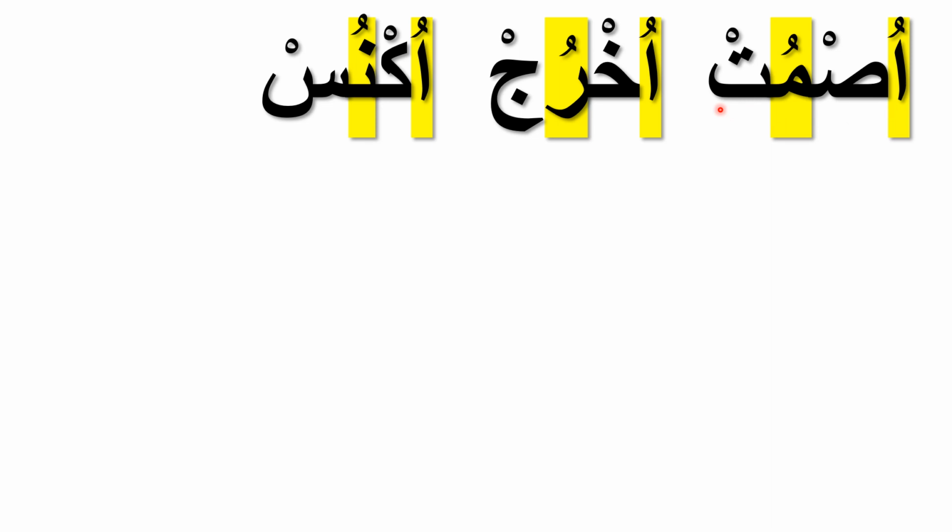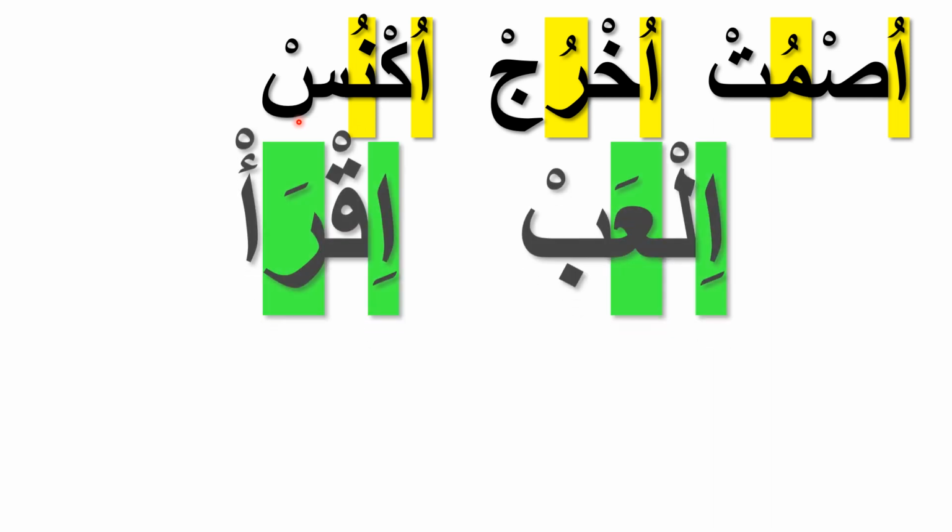اصمت, be quiet. اخرج, go outside. اكنس, sweep. But if the second letter root carries a fatha or kasra, then the alif should carry kasra as well. Here are some examples. العب, play. اقرأ, read. البس, wear. اغسل, wash.